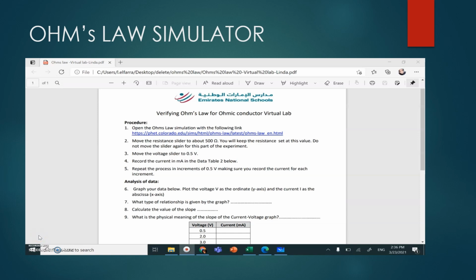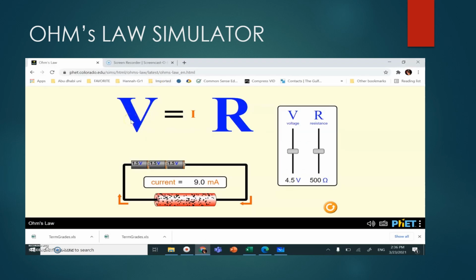Today I'm going to re-explain the experiment we've already taken in the class, which is verifying Ohm's law for an ohmic conductor. You have this one already. It's uploaded in the MS Teams file section. I want you to download it and read the procedures really carefully and open the simulation. So first step, you have to open the simulation. Here I have opened the simulation.